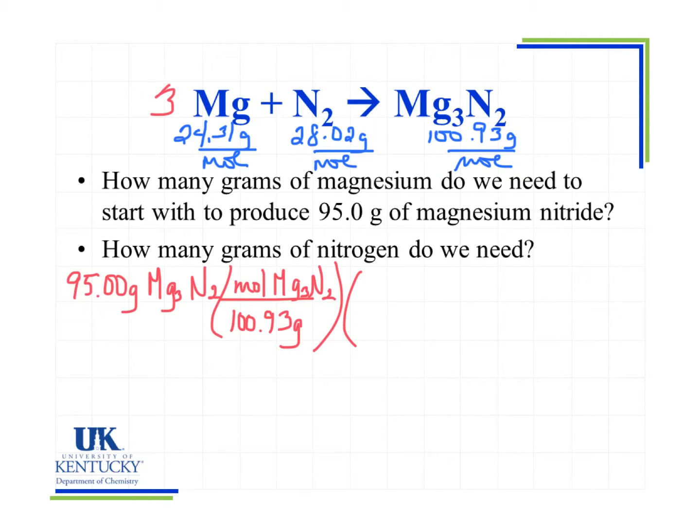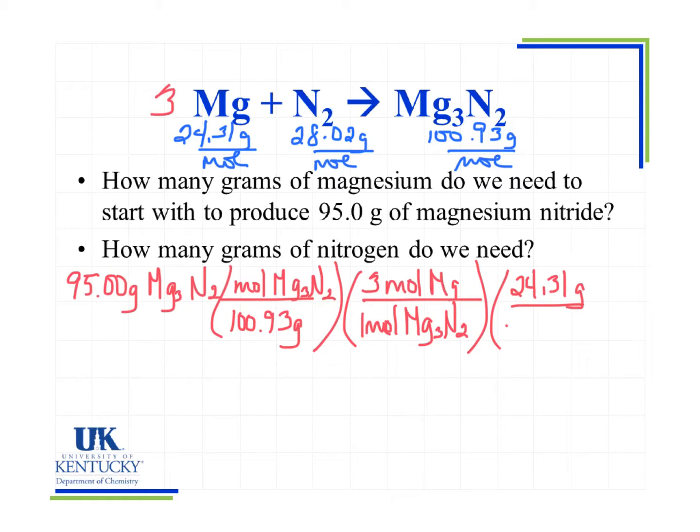And then I'm going to use my mole to mole ratio. So I'm talking about magnesium, so I notice that I have 1 mole of magnesium nitride for every 3 moles of magnesium. And then I can use the molar mass of magnesium, 24.31 grams per mole of magnesium, to find the grams. Now, a couple things to note here. One is that I'm going to cancel my grams of magnesium nitride, moles of magnesium nitride, moles of magnesium, and I'm going to be left with grams of magnesium.